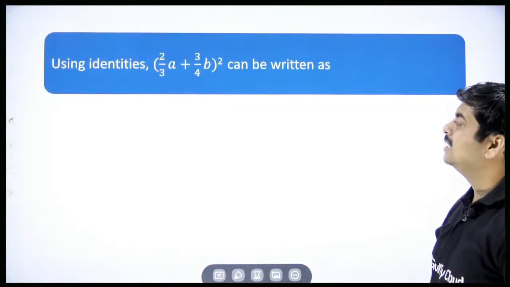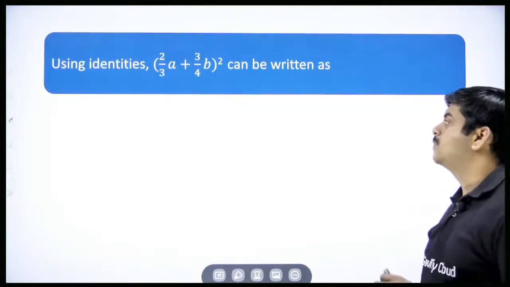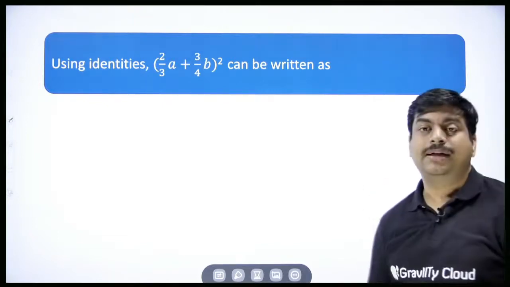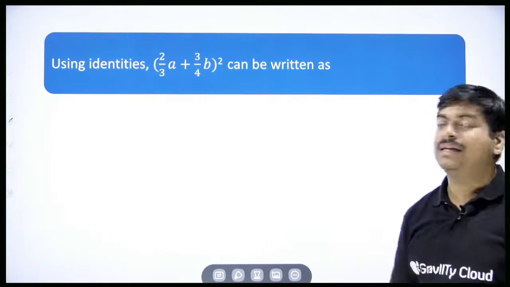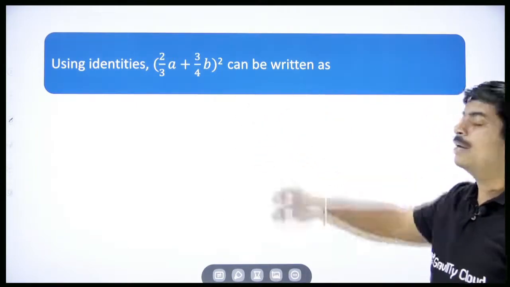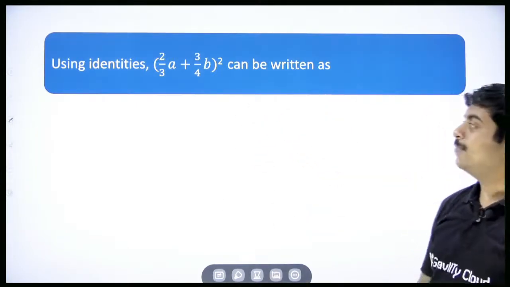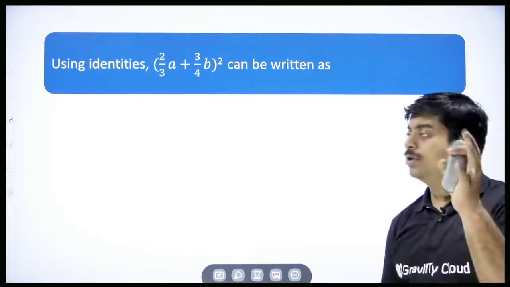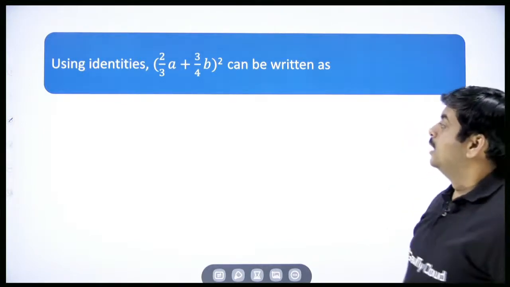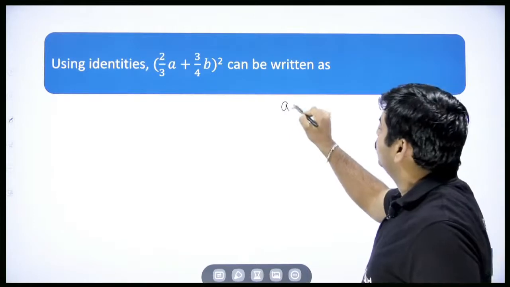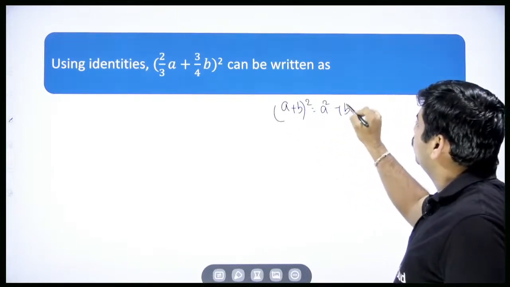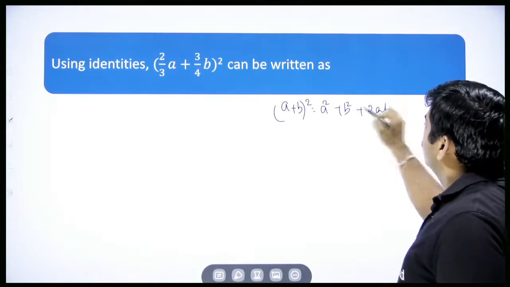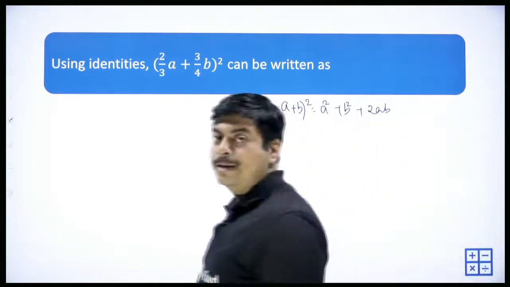Using identities, 2 by 3 times of a plus 3 by 4 times of b whole square can be written as... Using identities, a plus b whole square can be written as... Can you please help me with that? Yes, very good. So the basic thing is a plus b whole square is equal to a square plus b square plus 2ab, correct?